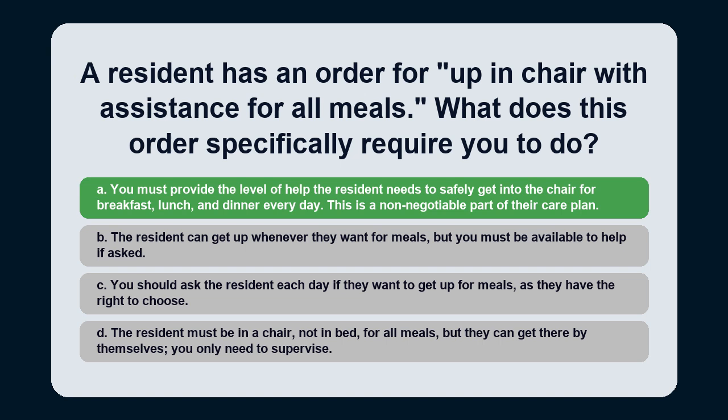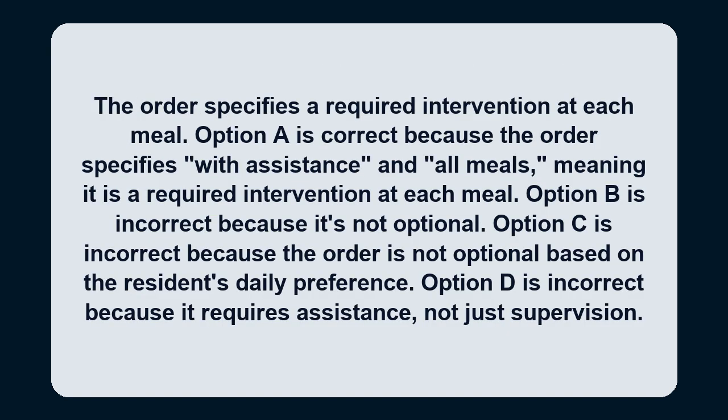The answer is A. The order specifies a required intervention at each meal. Option A is correct because the order specifies "with assistance" and "all meals," meaning it is a required intervention at each meal. Option B is incorrect because it's not optional. Option C is incorrect because the order is not optional based on the resident's daily preference. Option D is incorrect because it requires assistance, not just supervision.